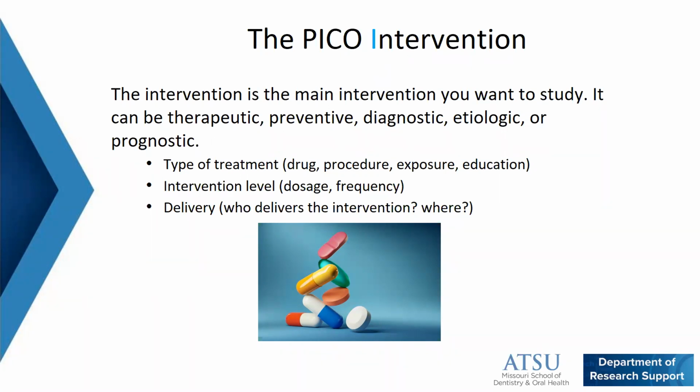So intervention level, what I mean by that is you could be comparing different dosages of a medication or different frequencies, you might want to compare that. Or it could also be the delivery. So as it's well known that there could be differences between clinics. So it could be where the intervention is delivered, or if an intervention involved hand skills. So it varies who gives the intervention. So it could be who delivers the intervention as well. So these could all be part of PICO intervention.